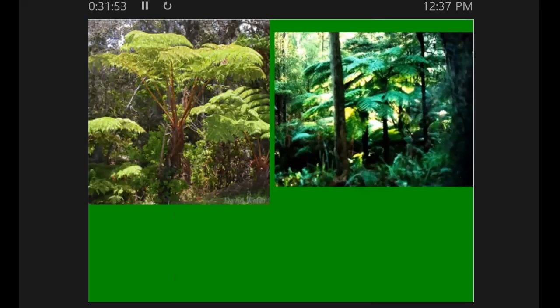Tree ferns, here you're seeing some images of beautiful tree ferns. So again, you've got to go tropical for these.